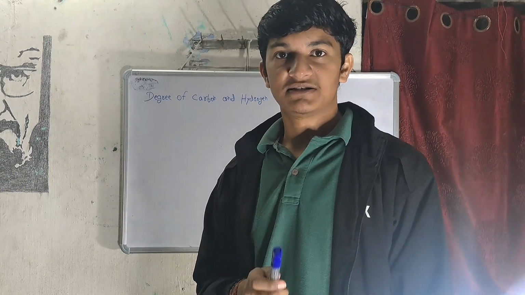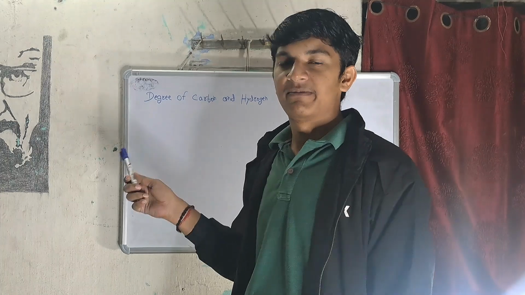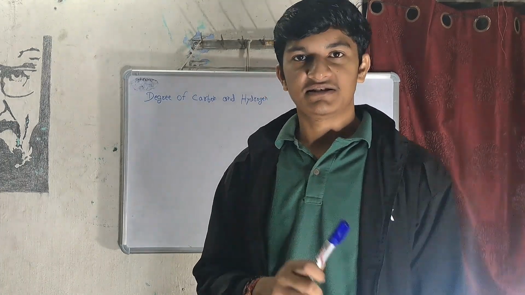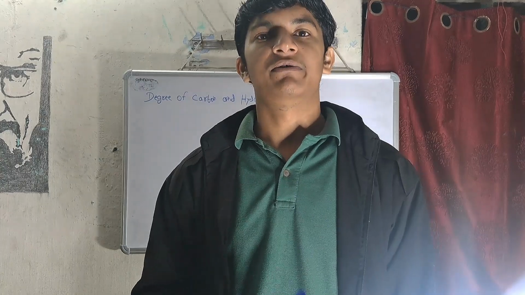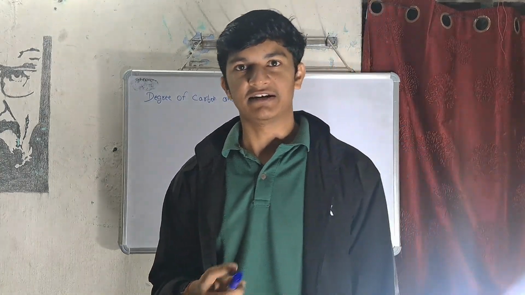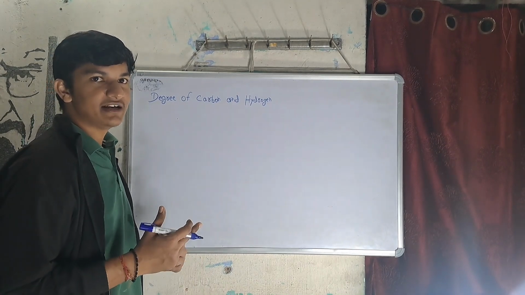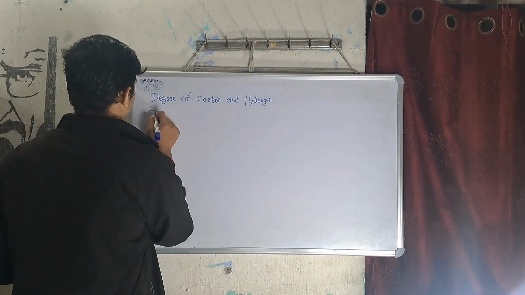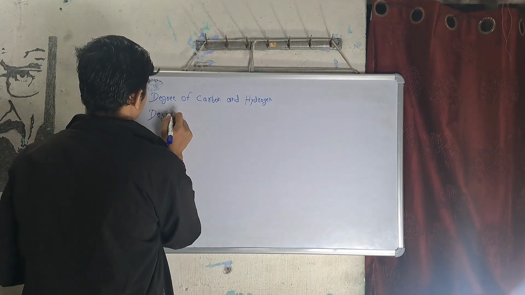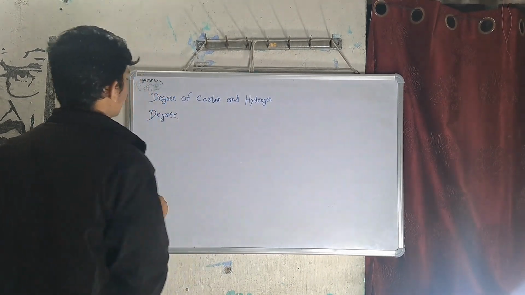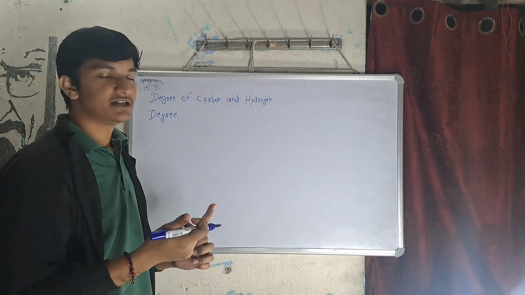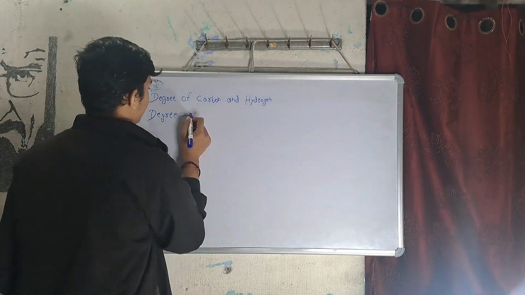Today I will discuss the topic degree of carbon and hydrogen. This is the basic fundamental concept of organic chemistry. So let's start. Here, first we will understand what is degree. Degree is basically represented by connectivity.